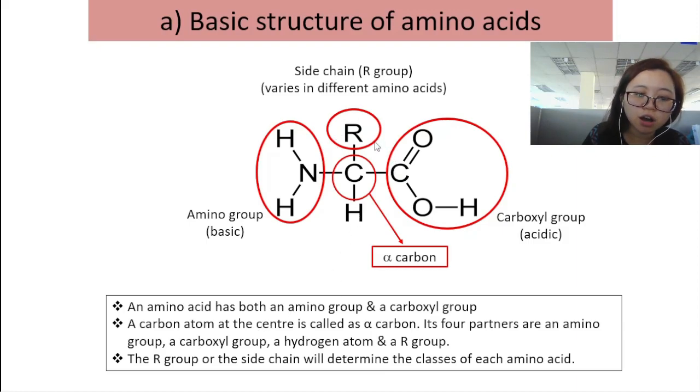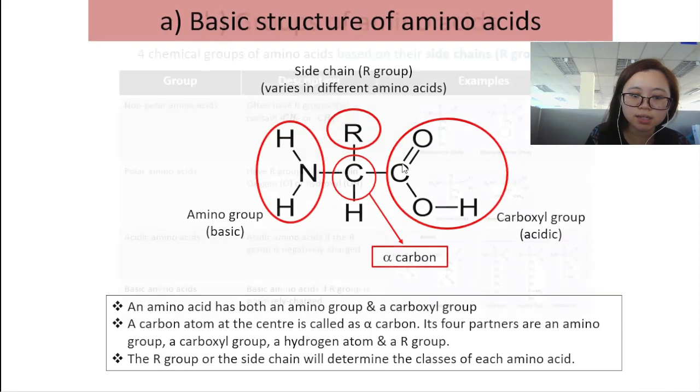Up here you have the R group, or also called the side chain, and it will determine the classes of each amino acid. R group is similar to the R group we talked about in fatty acids earlier. Basically, if you have something there but you don't want to describe it in detail, you can replace it with R. Okay, and then you have one hydrogen over here attached to the alpha carbon. So this is the basic structure of amino acid. The easiest way I remember it is NCC. Okay, so if you see them in a long chain, NCC is one unit of amino acid.